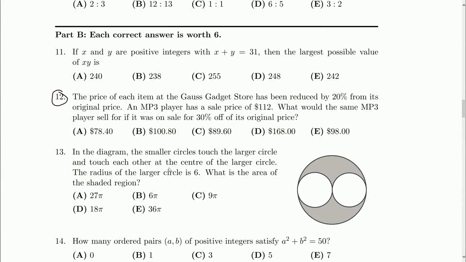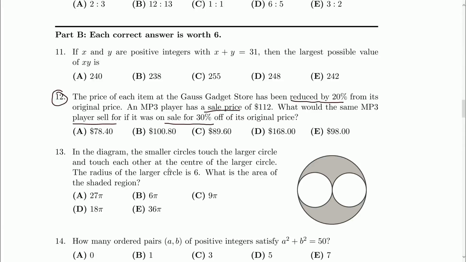We're looking in this video at question number 12 on our 2010 Cayley. The price of each item at the Gauss Gadget Store has been reduced by 20% from its original price. An MP3 player has a sale price, that is, with the 20% reduced price, of $112. What would the same MP3 player sell for if it was on sale for 30% off its original price?